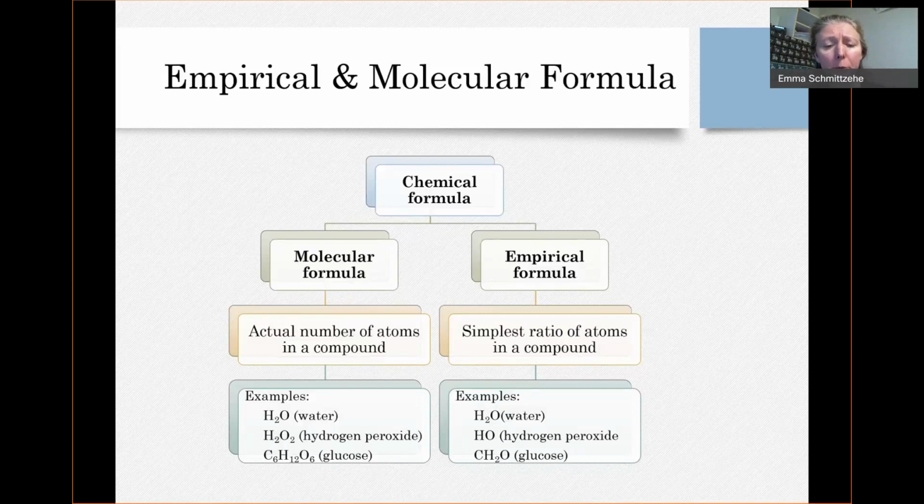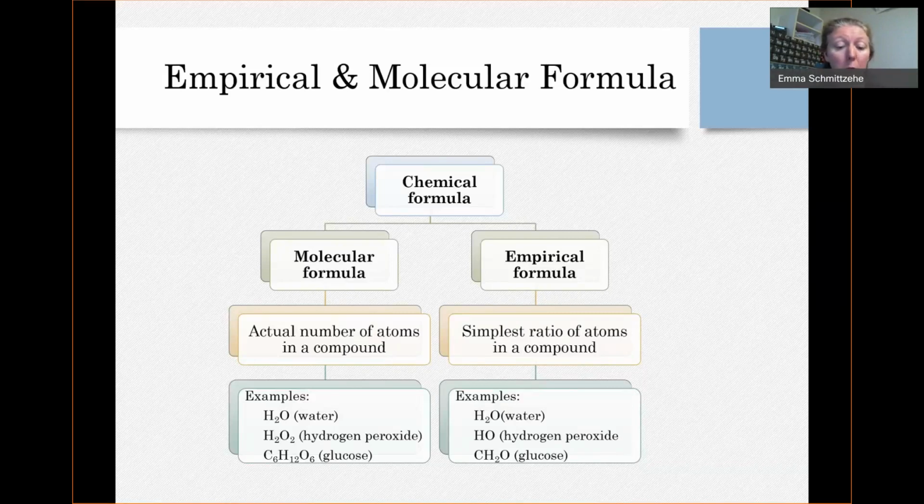Now, another example for a molecular formula would be hydrogen peroxide. The molecular formula is H2O2. So in each individual molecule, there's 2 hydrogens and 2 oxygens. Okay, but a 2 to 2 ratio is not the simplest ratio of atoms. The simplest ratio of atoms in that case would just be HO, so 1 hydrogen to every 1 oxygen. So that's a case where those formulas are not the same.